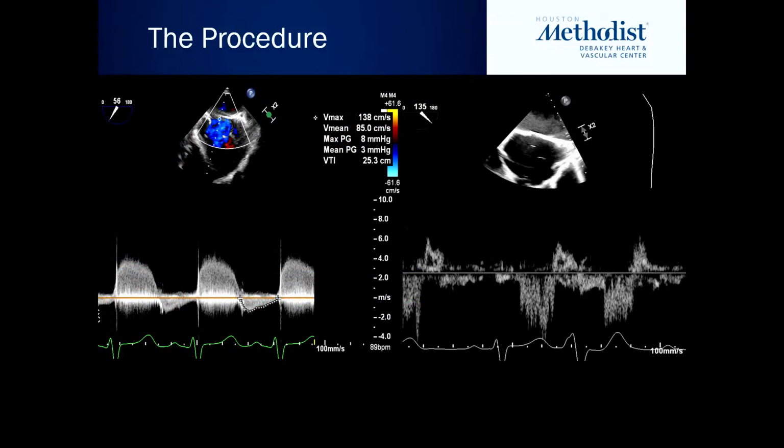Reassess the gradient, that was 3, similar to the TEE that was done pre-op, and there's systolic flow reversal on the right upper pulmonary vein.